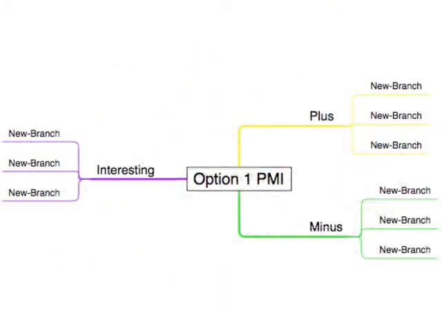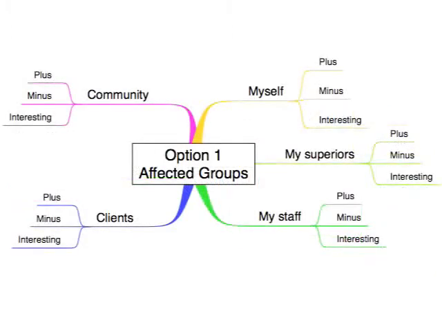Next is PMI, where you consider a concept from the point of view of positive or plus aspects, negative or minus aspects, and interesting things about the proposal. This is a slight variation on the listing of advantages and disadvantages, which was propounded by Plato and then later Benjamin Franklin.